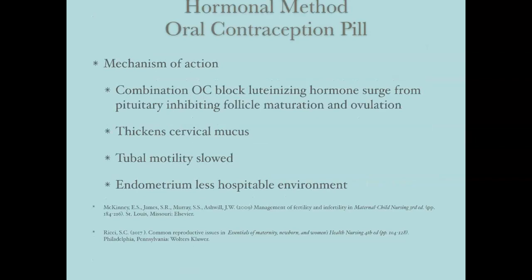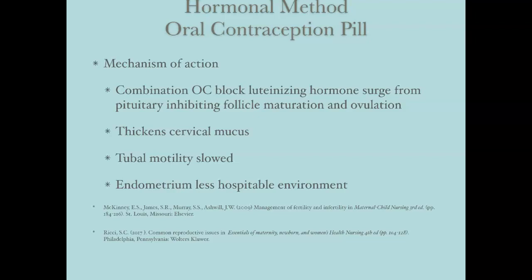So when we're looking at hormonal methods, oral contraception pill, mechanism of action, in a combined, meaning it has estrogen and progesterone, oral contraception blocks the luteinizing hormone surge, which happens just prior to ovulation to stimulate the release of the egg from the ovary. It also inhibits follicle maturation, or maturation of the egg, and therefore ovulation.